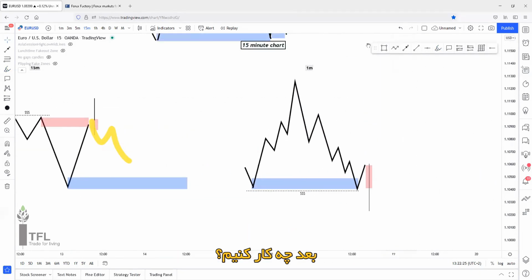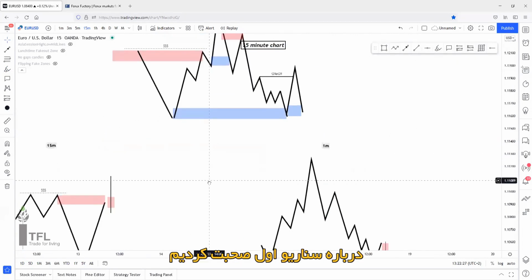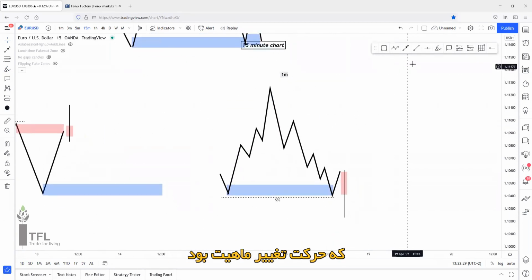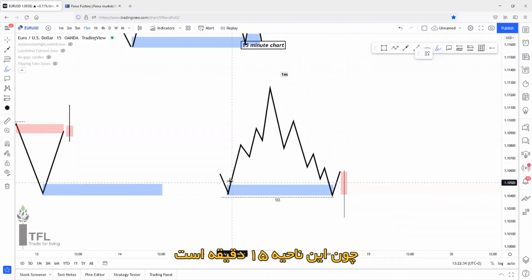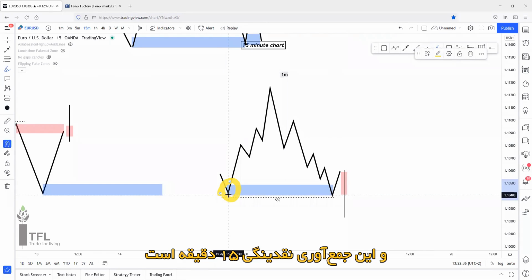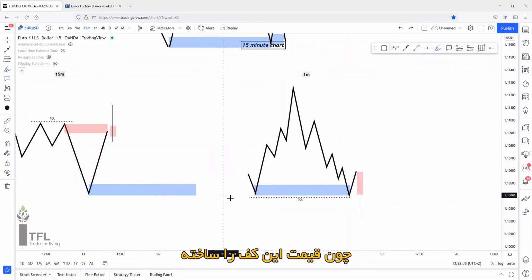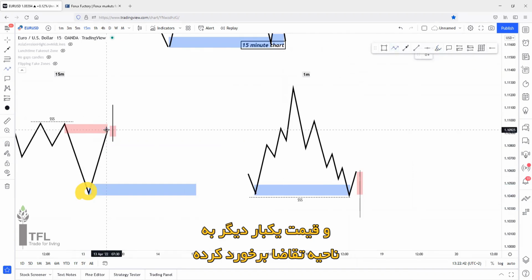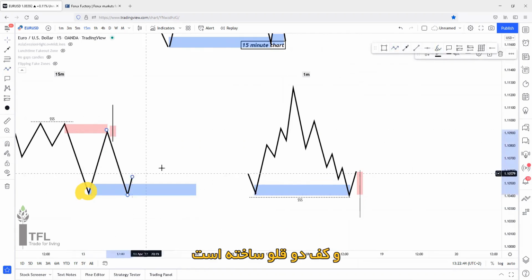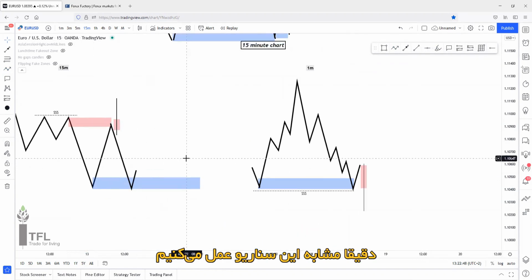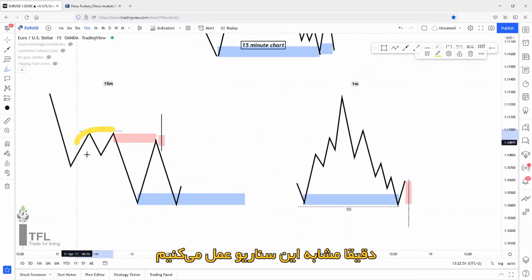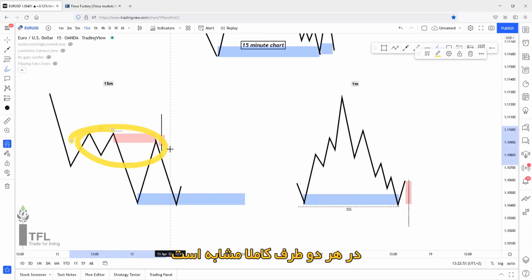Okay, what's next? We talked about the first scenario, which was this one, the character changing movement. Now we talk about the second scenario. Since this is a 50-minute zone, and since this is a 50-minute liquidity once again, because price has created this bottom, and price has tapped into this demand zone once again and created a double bottom, this will be a 50-minute liquidity and 50-minute zone again. So the same scenario will go on just like in this scenario, right? It's all the same on both sides.